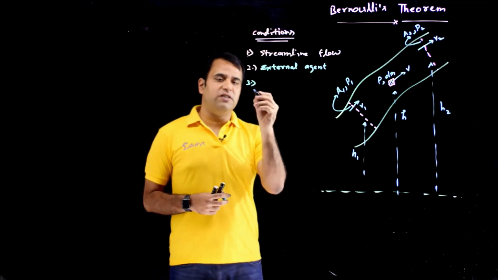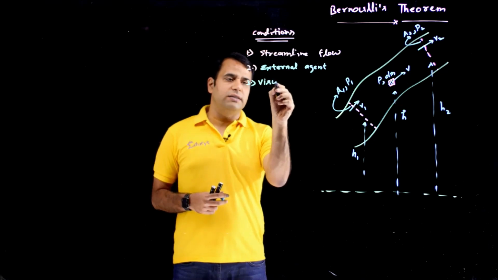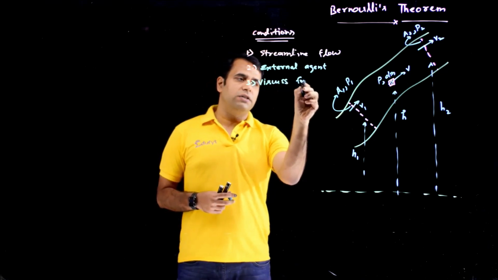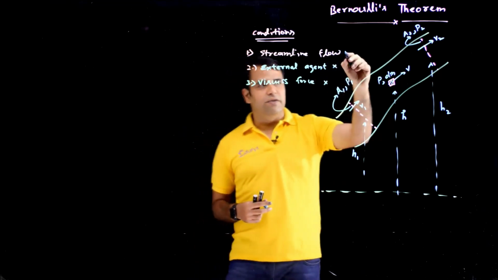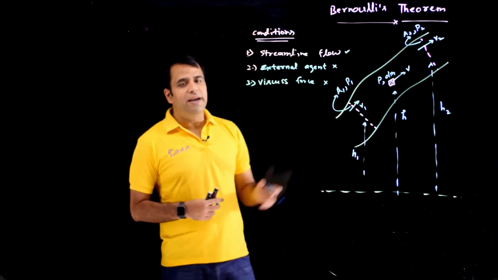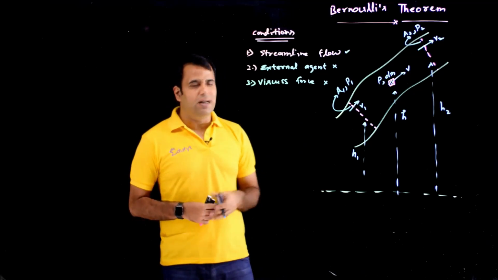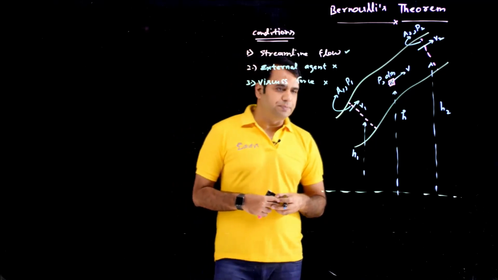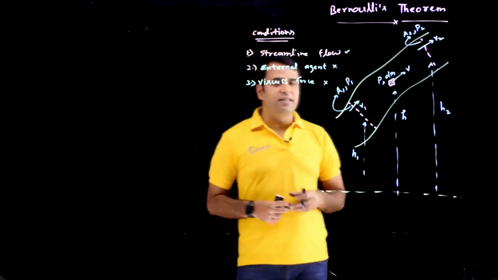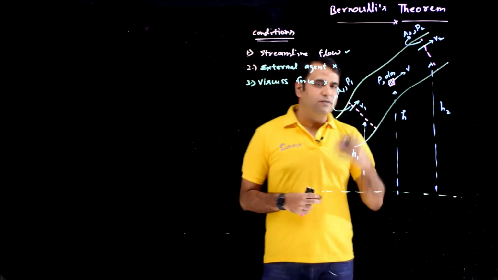Third, friction should not be there, and in this chapter we don't call it friction, we call it viscous force. These two things should not be there, and the streamline flow has to be there. The static version of the viscous force can be there, and it is there actually, but the kinetic version should not be there. If these conditions are fulfilled, we apply Bernoulli's theorem. So let's first derive that theorem.